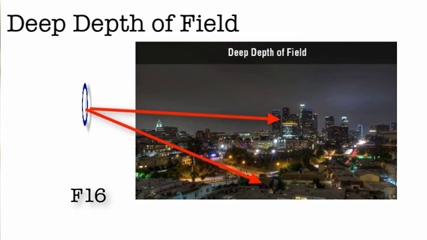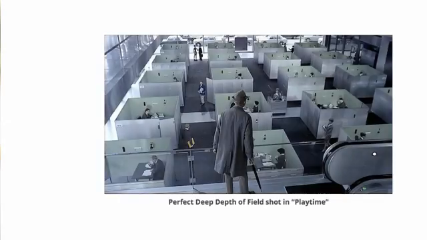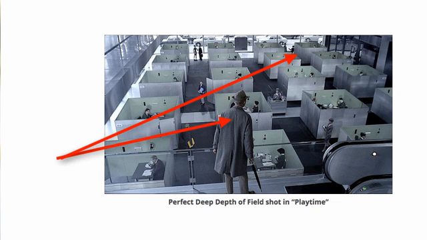In film, large depth of field is most often used to show environment and a subject's relationship to his or her surroundings. Here, we can see an example of deep depth of field in a shot from the movie Playtime. Notice how the character in the front of the shot has a relationship with everything in the back of the shot, and it can all be seen clearly.